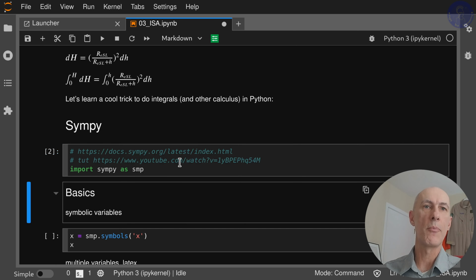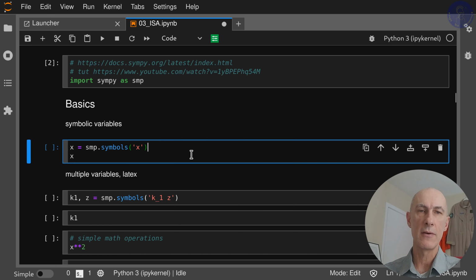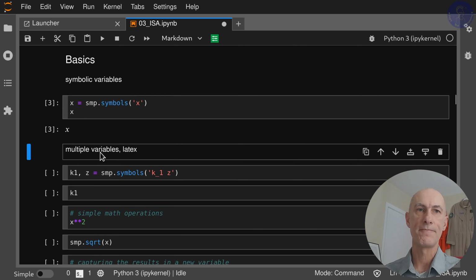And first we need to import the library. So let's import Sympy as SMP here. And let's see a few basic operations. We can define a symbol. To define a symbol that we will use in our equations, just declare it like this: x equals SMP symbols, and in quotes x. And you can see that the x that is printed here is a little bit different. It's a little bit slanted because actually this is rendered in LaTeX.